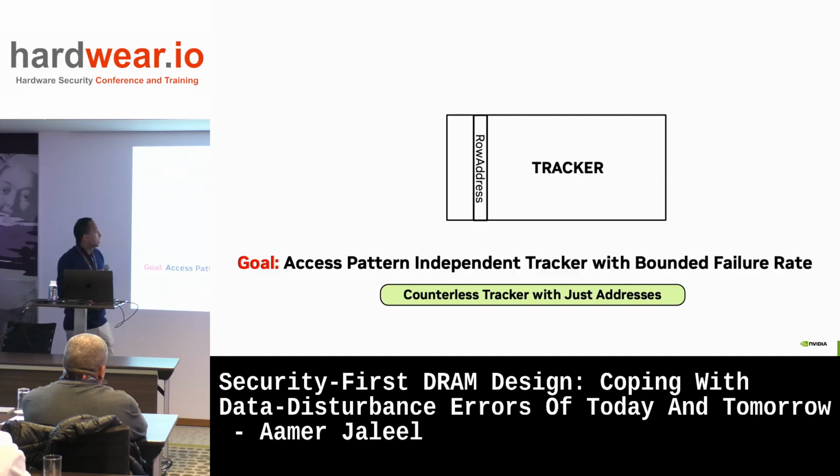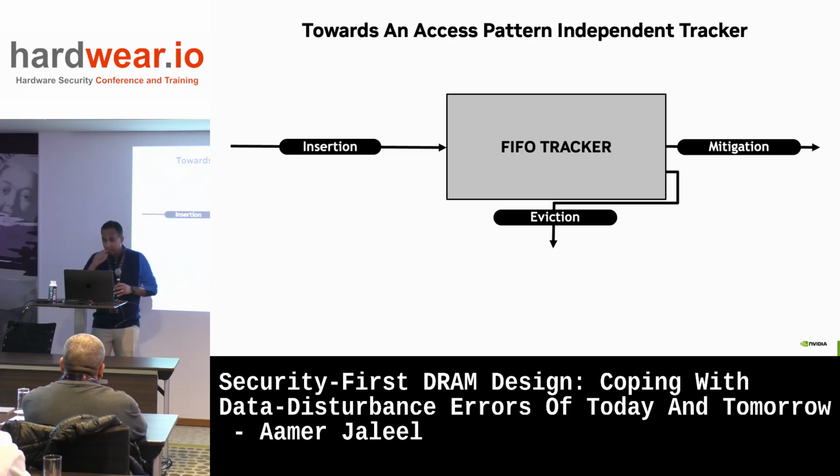So the goal of our work is how can we go about designing an access-pattern-independent tracker with bounded failure rate. So let's take a security-first approach. Let's do one thing. Let's get rid of the counters. Let's just store addresses within the tracker. Okay, so to this, let's go towards an address-independent tracker.